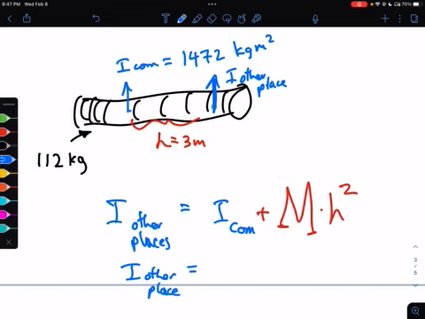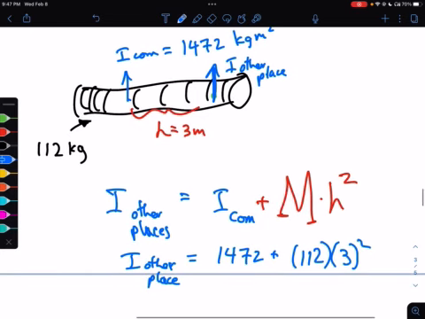And instead of starting all over again with a new integral, I can just take the old ICOM and add on the full mass times the 3 squared. So that's a little bit shocking, a little bit hard to swallow. And this gives us 2480. So this is called the parallel axis theorem.